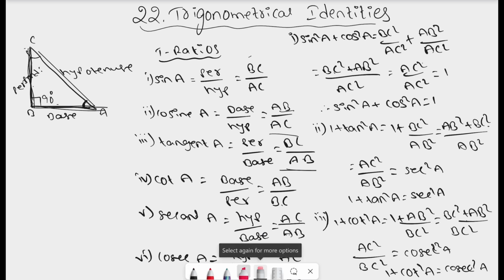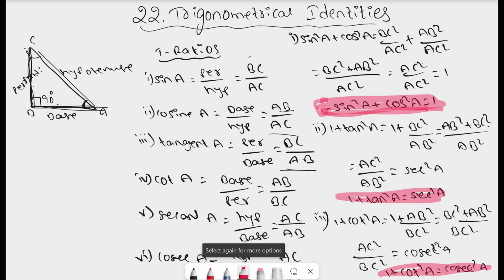These three are also called trigonometric identities. These are the three trigonometric identities. These are the basic concepts to solve this exercise.